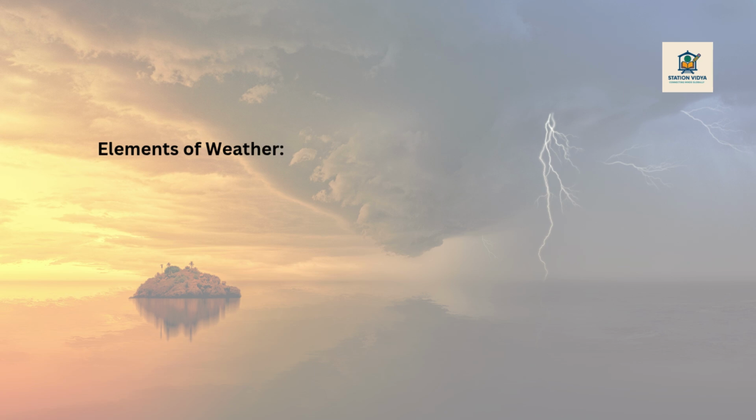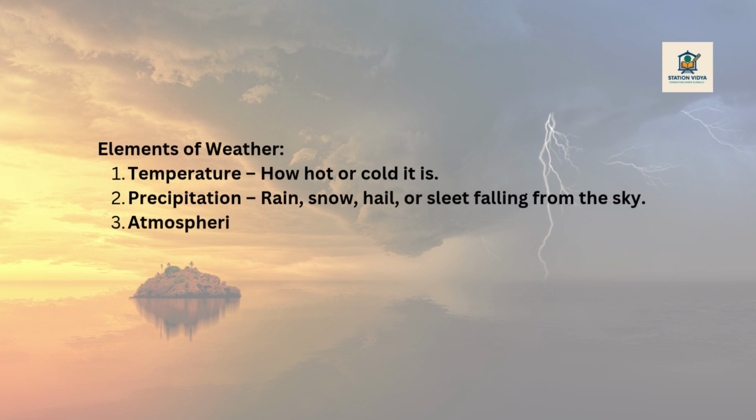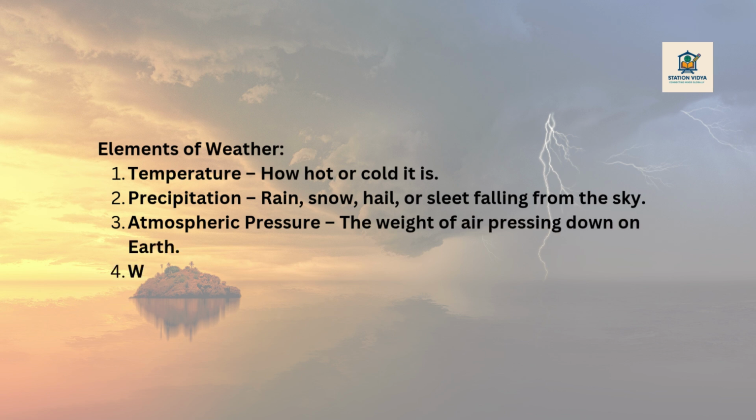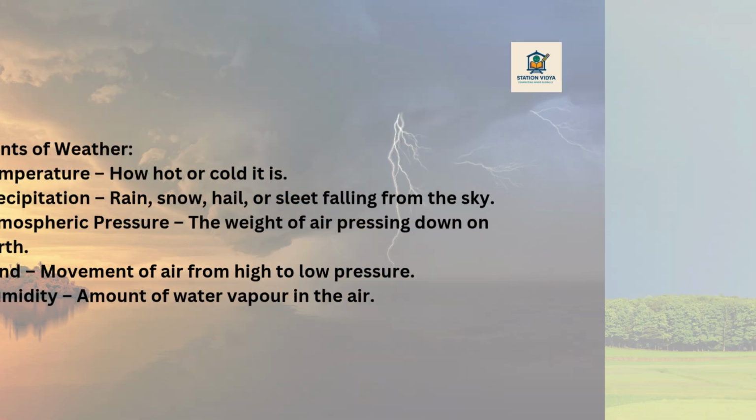Elements of weather. 1. Temperature, how hot or cold it is. 2. Precipitation, rain, snow, hail, or sleet falling from the sky. 3. Atmospheric pressure, the weight of air pressing down on Earth. 4. Wind, movement of air from high to low pressure. 5. Humidity, amount of water vapor in the air.